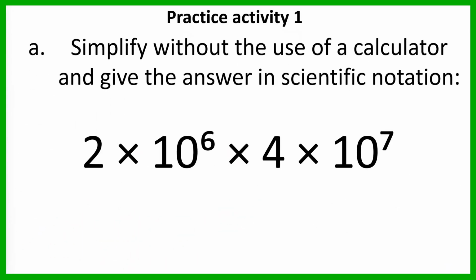Here's the first one. In this question, you've got 2 times 10 to the power of 6 multiplied by 4 times 10 to the power of 7. I'm going to give you 30 seconds to do this one.